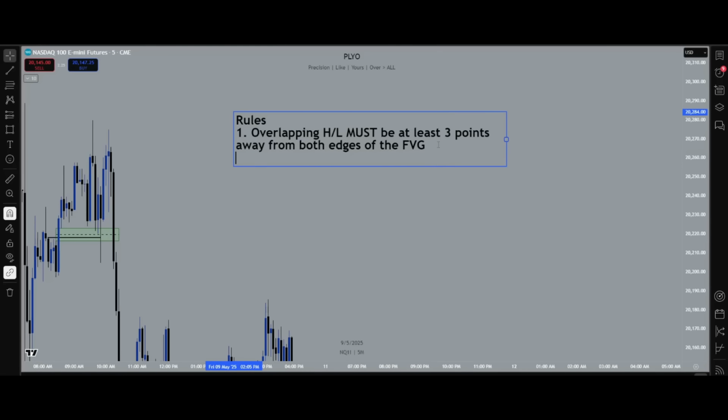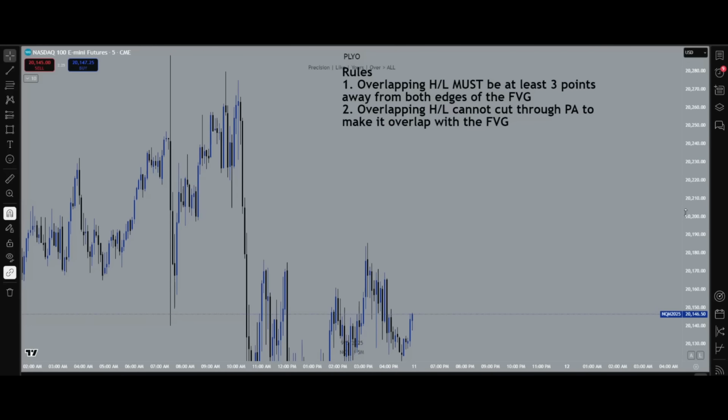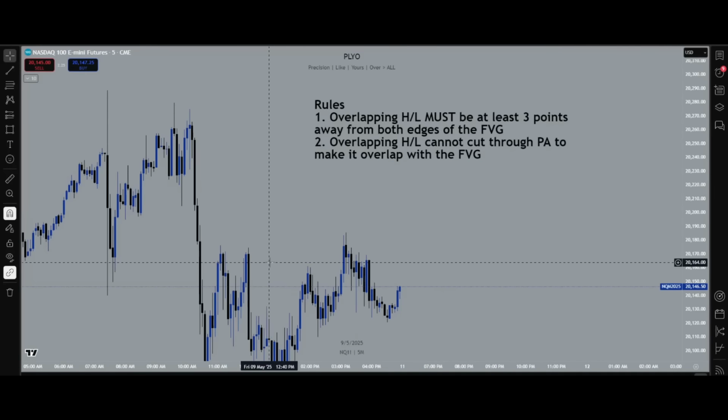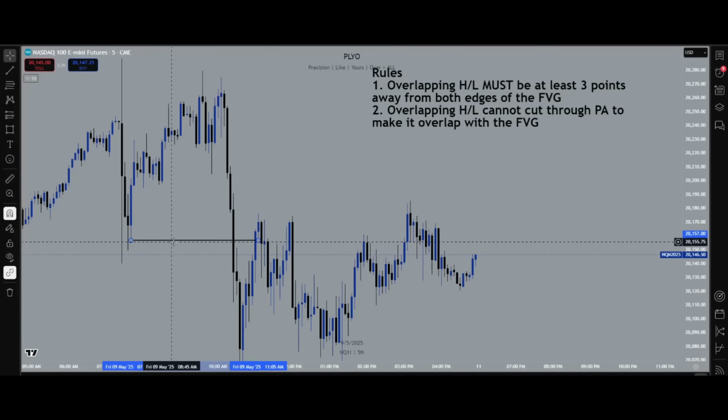Moving on to rule number two: the overlapping high or low cannot cut through price action to make it overlap with the FEG. What that means is that we're looking for highs and lows to purely just overlap with an FEG. Once again, we're going to go over what we're actually looking for, and then what we're not looking for. What we're looking for is something like this, where this low clearly can just overlap with this FEG. We don't have to make it cut through something in between that's not a bearish FEG. It just goes directly from this low through the FEG. There's nothing else in between. Okay, that's what we're looking for.